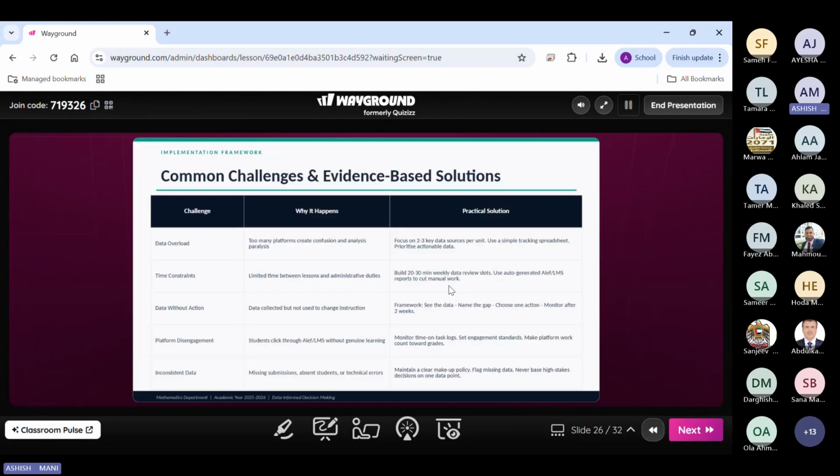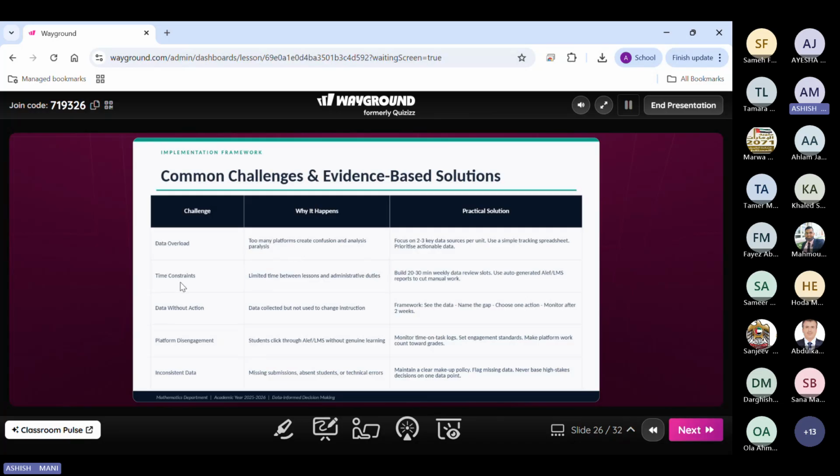Now, common challenges and evidence-based solutions. What are the common challenges we see here? First of all, the data. If we take data for every lesson, it will be very overloading for the teachers because we have to use too many platforms, and it creates confusion. That's why I take three, majorly three. I took diagnostic, Aleph, and LMS. But for every class, if we combine, it will be big data for us.